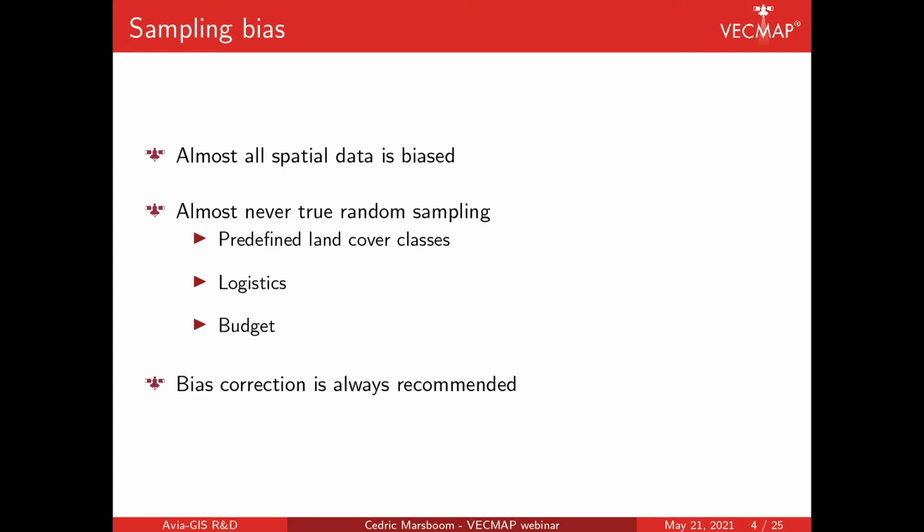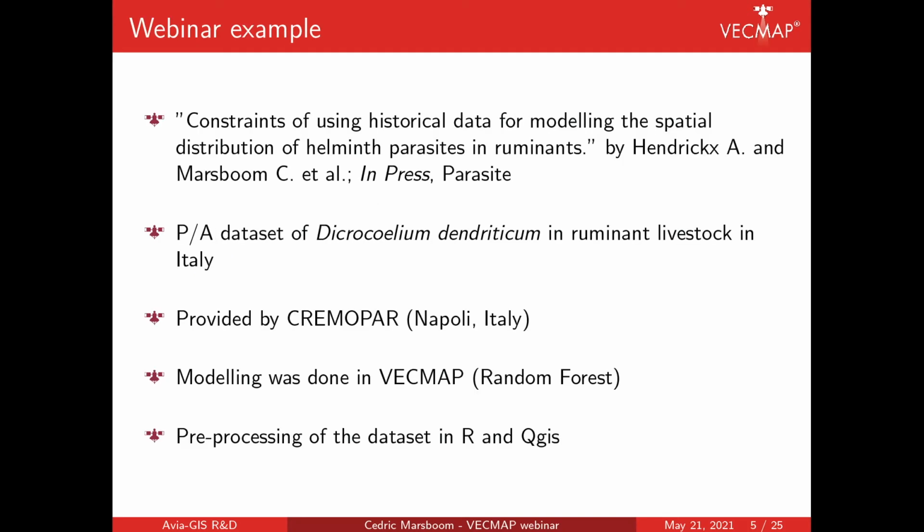So I will give some data examples throughout this webinar. The data that I will show comes from a paper that is now in press. It's been accepted but not yet published, titled "Constraints of Using Historical Data for Modeling the Spatial Distribution of Helminth Parasites in Ruminants." The part that I will show here is presence-absence data of Dicrocoelium dendriticum in ruminant livestock in Italy. It was a data set kindly provided by Cremopar for the MSc of one of our students here.